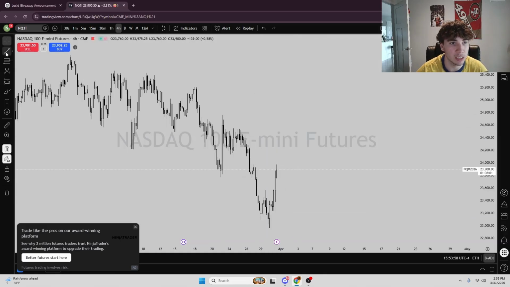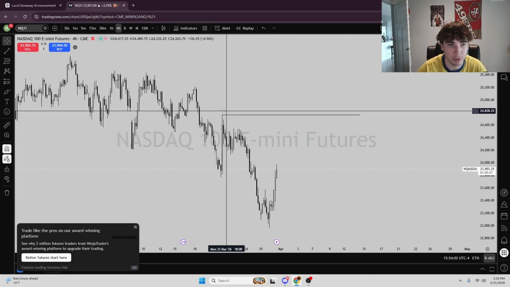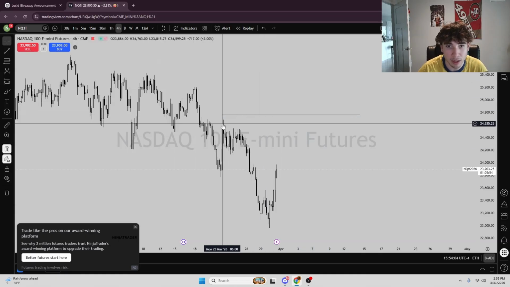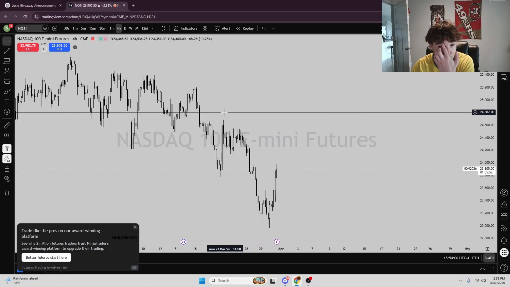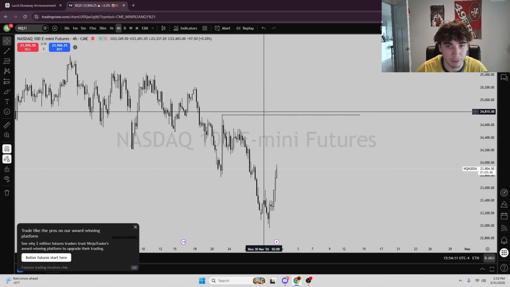What is liquidity? Liquidity is literally just orders resting above this level. So think about it. Orders got filled right here. We reversed off of it, but the orders that didn't get filled are still resting here. So what you can anticipate is some sort of sweep and then a reversal off of that, right?